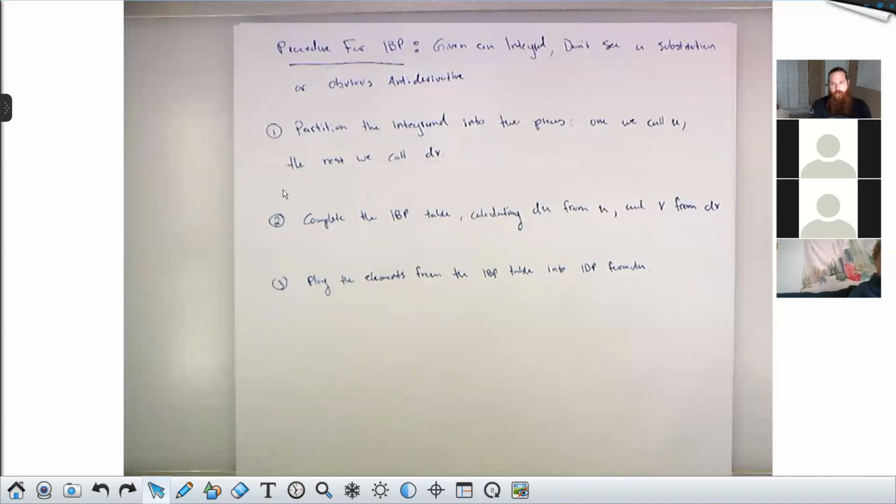And there is an element of choice, like Hutanji was saying there. In that step where you choose u and dv, you could choose them a bunch of different ways. So there's no fixed way to do it, at least not from the theorem or the formula, but I will give you some guidelines.